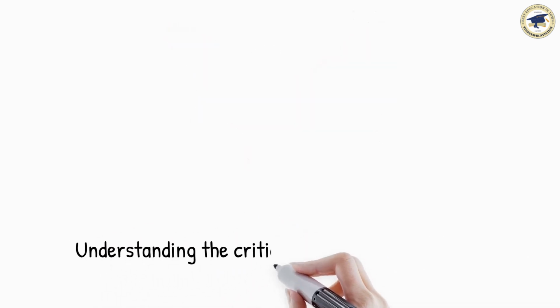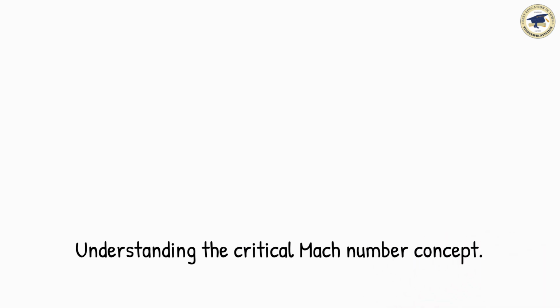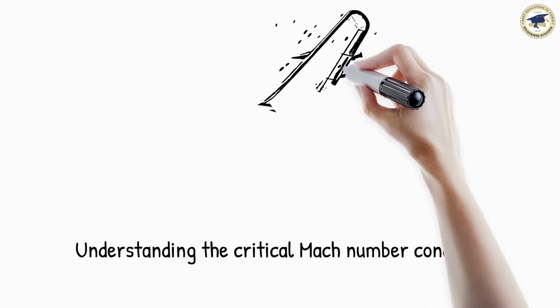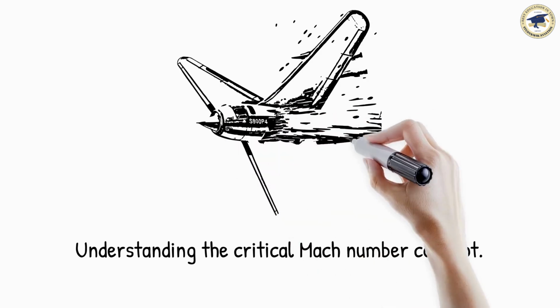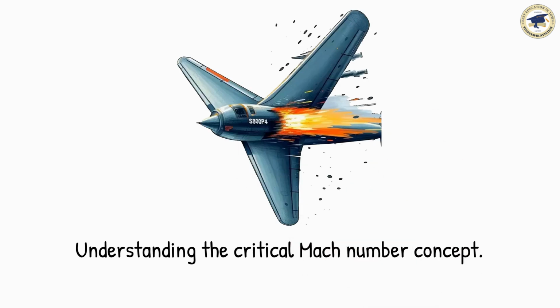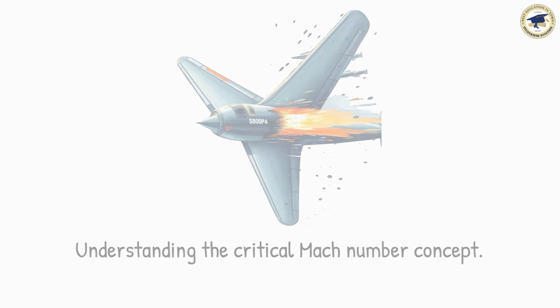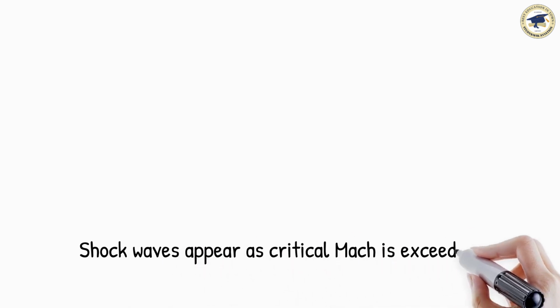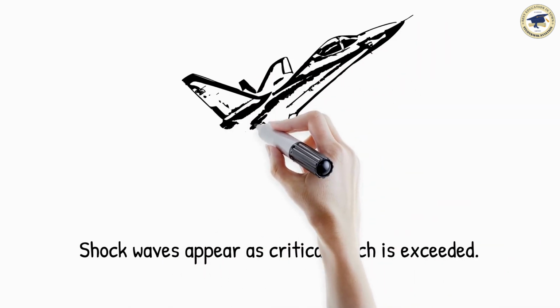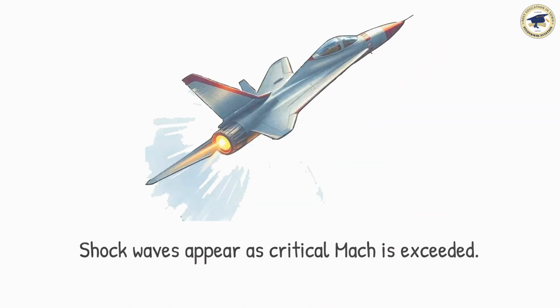Critical Mach number is another key concept. It is the lowest Mach number at which airflow over some part of the aircraft first reaches the speed of sound. This doesn't mean the whole aircraft is supersonic. It means only a small region of the airflow has gone supersonic, while the aircraft itself is still below Mach 1. But the moment this occurs, shock waves begin to appear, and aerodynamic problems follow.